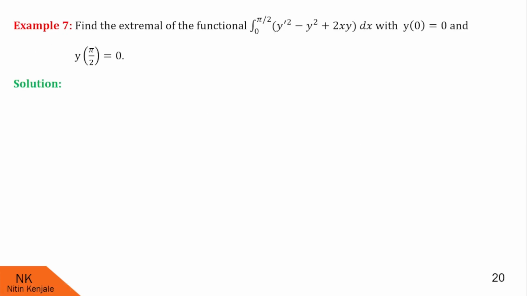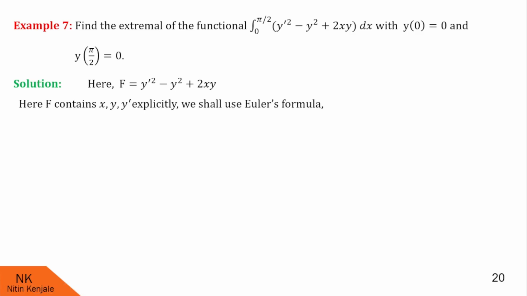Now this time we have to find the extremal of this functional given by the integral of y dash square minus y square plus 2xy dx over the limits 0 to pi by 2, with initial conditions y of 0 is equal to 0 and y of pi by 2 is equal to 0. Let us proceed with f. Here f is y dash square minus y square plus 2xy.